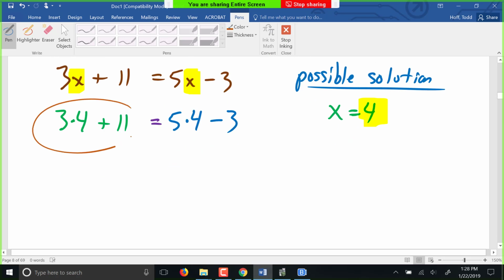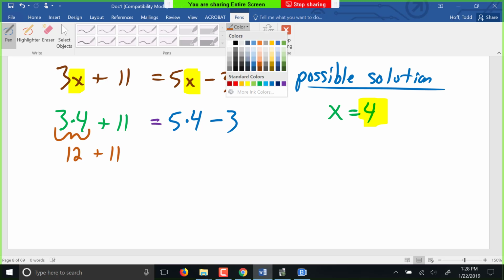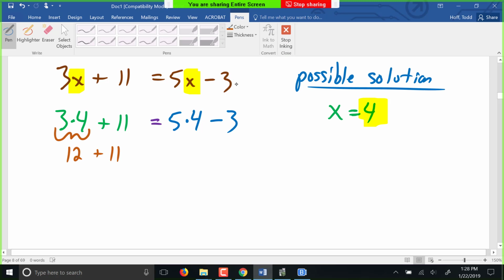On the left side here, what do we have to do first? 3 times 4 gives us 12. Good. What's next? 12 plus 11, which is 23. That's all we have to do on that side.